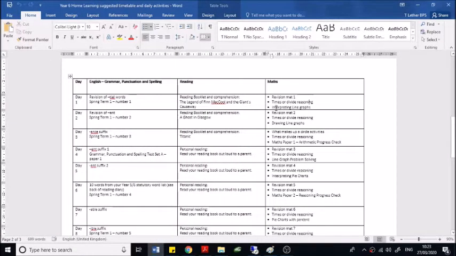Now, on your timetables, there is for every single day a section called Times or Divide Reasoning. This one here, which I've highlighted. And there's one of those for every single day. When I was in school with two very hard-working Year 6s on Wednesday, this was one of the questions they asked. What is the Times and Divide Reasoning?